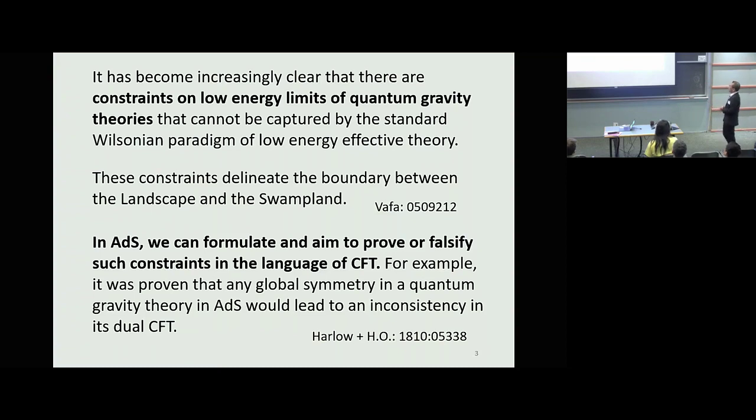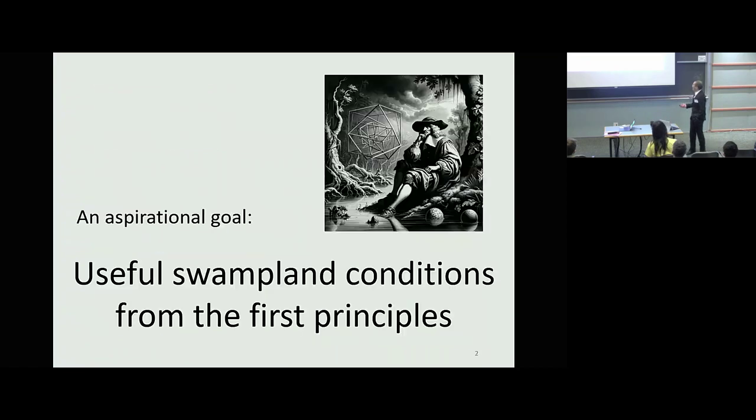So in AdS, we can formulate and aim to prove or falsify such constraints in the language of CFT. And so for example, Daniel Harlow and I, like 5 years ago, proved that any global symmetry in a quantum gravity theory in AdS would lead to an inconsistency in the dual CFT. So this is an example of deriving a swampland condition from the first principle.